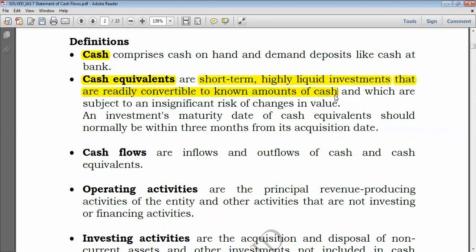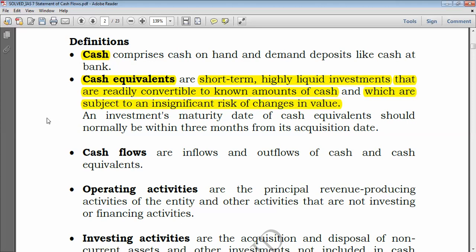They can be converted to cash in the short term, but to a known amount of cash, which explains the certainty of the amount of cash that I will receive, and which are subject to an insignificant risk of changes in value. That means if in 1 month's time or in 2 months' time I could receive $100 million, we say cash equivalent, as long as it is subject to an insignificant risk of changes in value. Even if there are some changes, those changes won't be material.